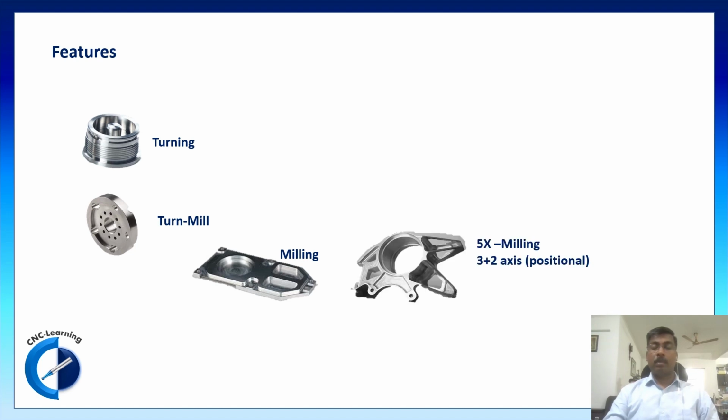Now, if your part is having multiple features oriented at different angles, then you need to go for a 5-axis milling. So a machine with 3 linear axes and 2 positional rotary axes can be used for components such as this.